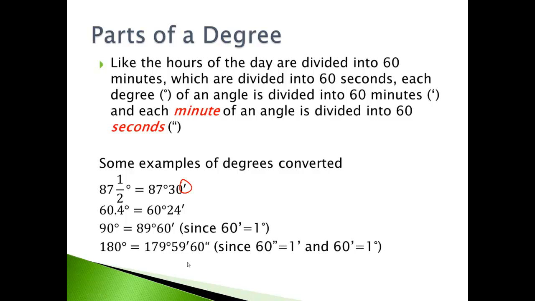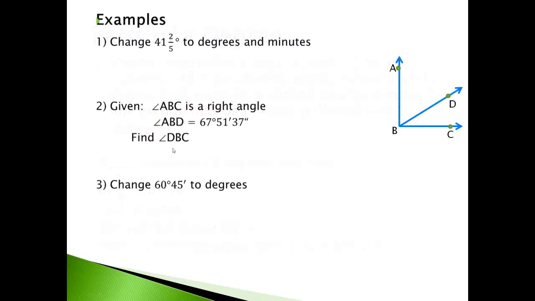Now, how do you do this? Well, let's say we wanted to change 41 2/5 degrees to degrees and minutes. So the 41, we know that's not going to change.